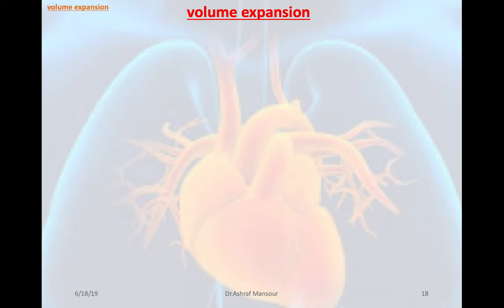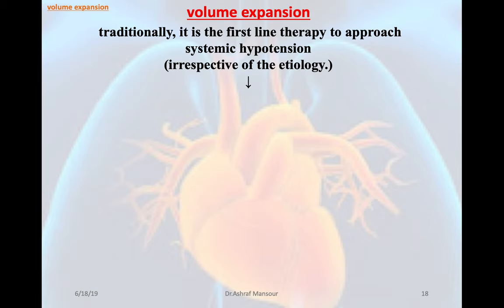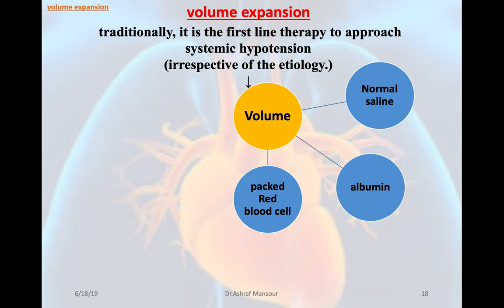Management. Volume expansion is one of the managements which we are using in most of the babies and most of the patients, but it has its own limitations, and it is a very blind approach in systemic hypotension, irrespective of the etiology. It may be normal saline, albumin, or packed red blood cells, as in case of significant anemia or hemorrhage.